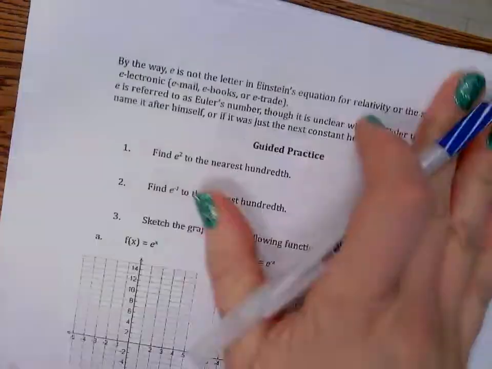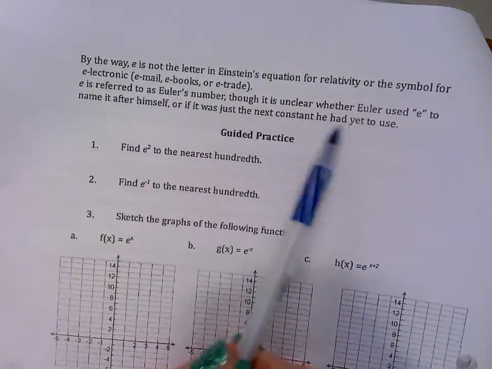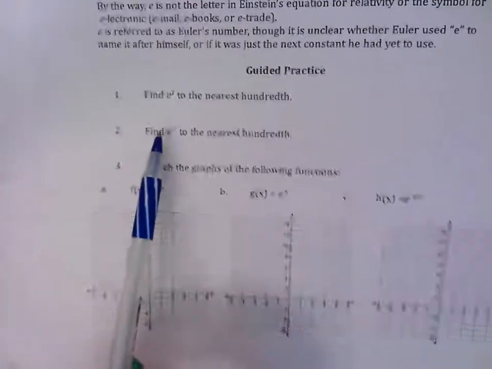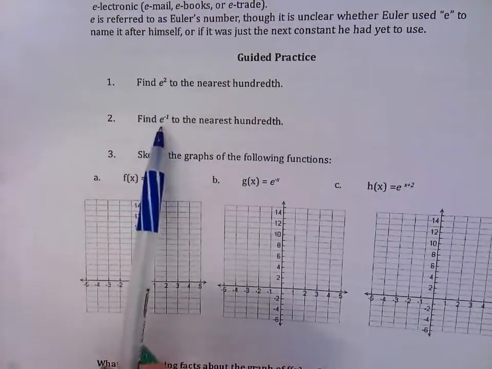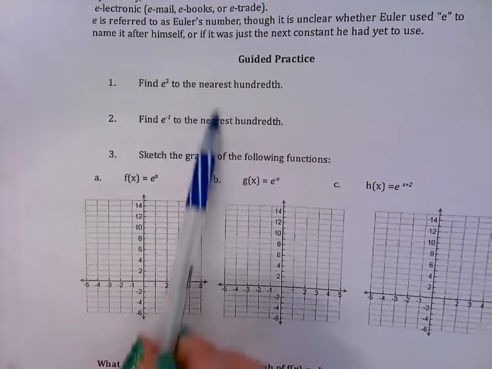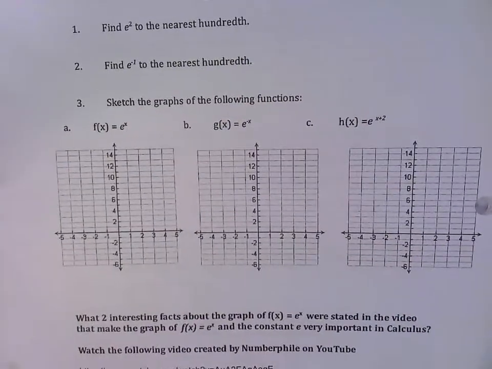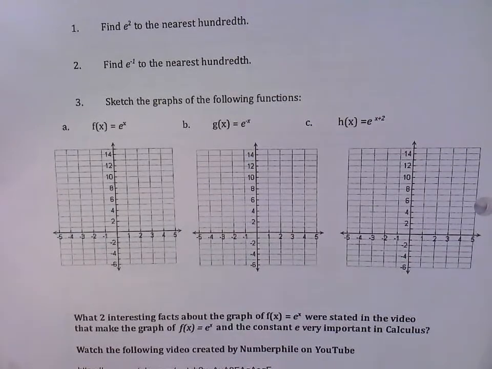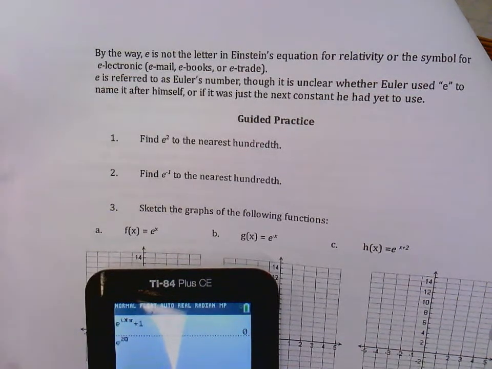And then this just restates E is the Euler constant. And then I'd like you to use your calculator to find E squared and E to the negative first, and then we're going to use those values to graph our E to the X graphs. So calculate E squared and E to the negative first. E squared should be 7.4.